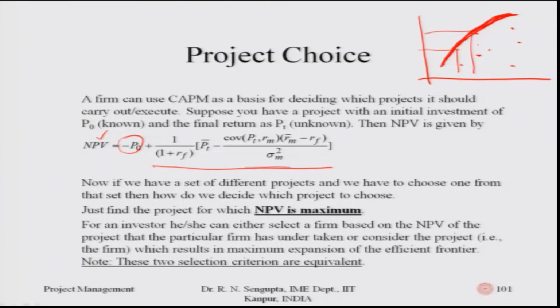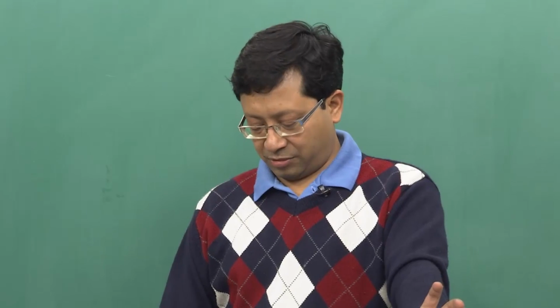Any set of assets or projects which are in this yellow region would basically mean that, considering the overall risk and return framework, they are not the best, but any one which is on the red line is the best. So these two selection criteria I have just mentioned, maximizing the net present value and finding the maximum efficient frontier, would give you the same result.